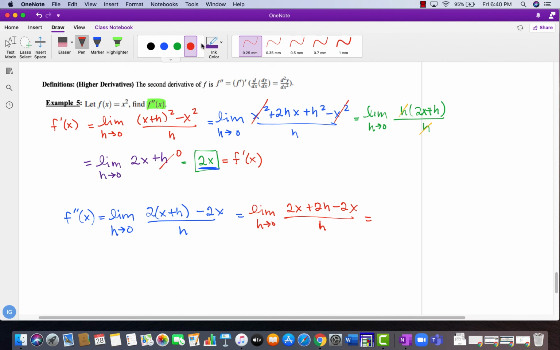Alright, so let's simplify here. This is 0. I can divide out the h and I'm left with just 2. So the second derivative is going to be 2. And that's it.